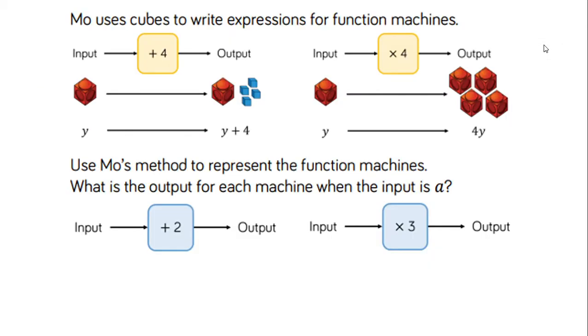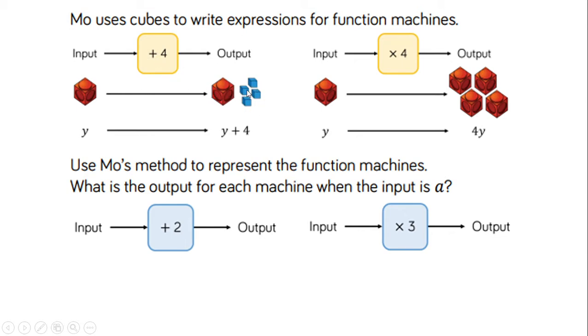Okay, so let's move on to the first question. Have a little read of this to yourself and pause the video, and then I'll go through the answers with you in a moment. Okay, so Mo uses cubes to write expressions for function machines. In the first example, we've got the input number, we add 4, and then we've got an output number. So here the input is represented by a cube. Then we do the function that's on the function machine, and then the output will be the input plus 4.